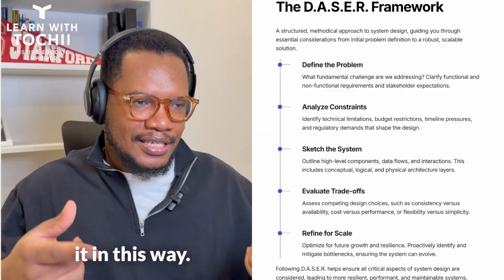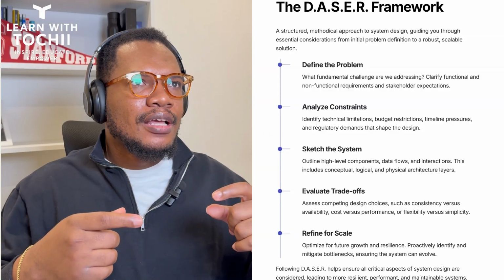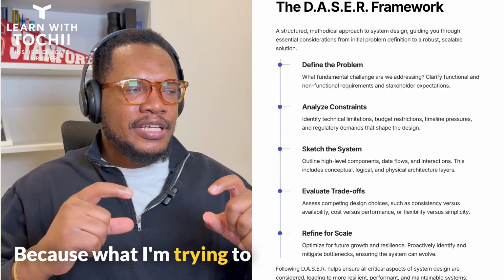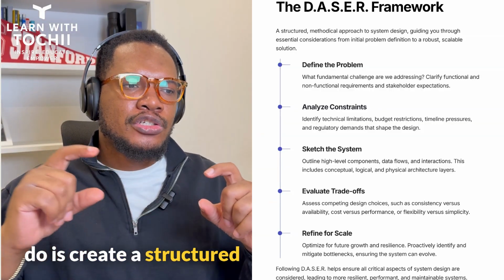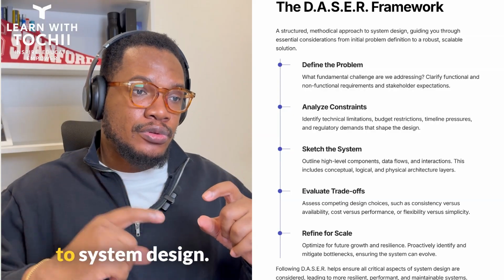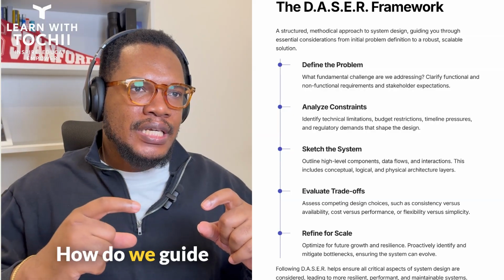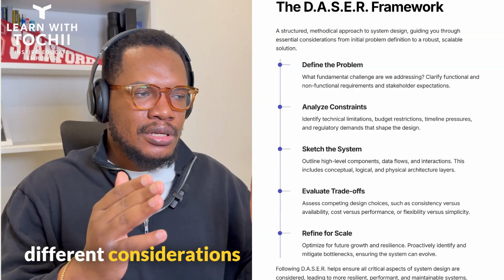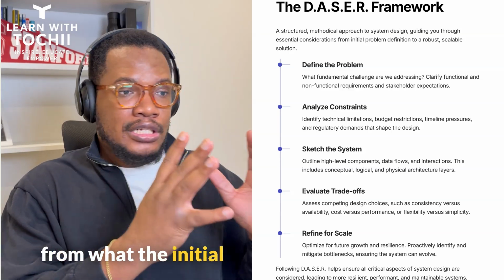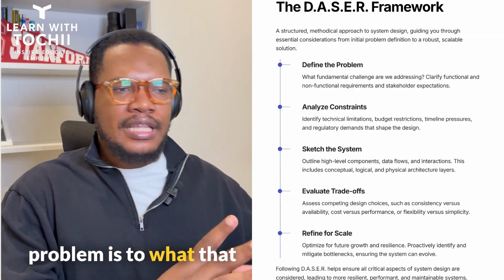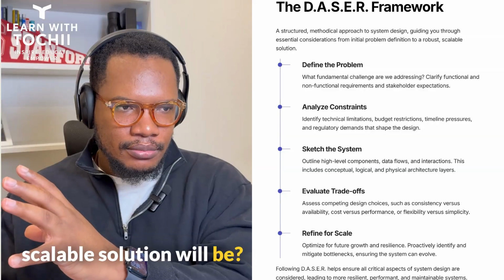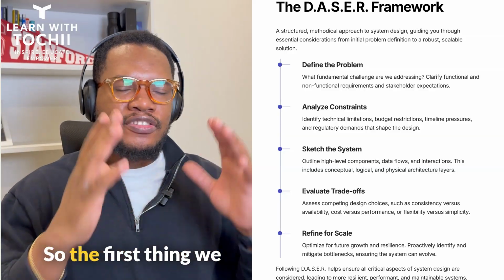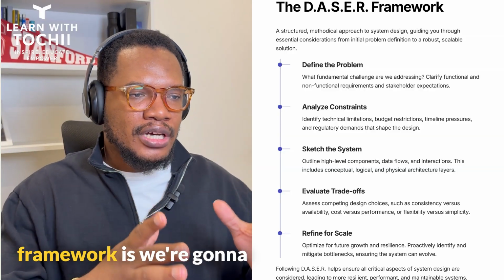So let's think about it in this way. Because what I'm trying to do is create a structured methodological approach to system design. How do we guide ourselves through all the different considerations from what the initial problem is to what that scalable solution will be, right?